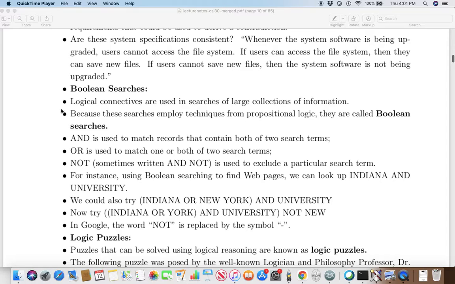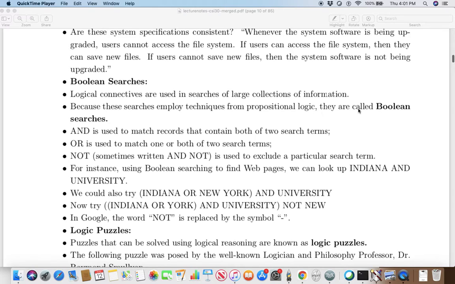Boolean searches. Logical connectives are used in searches of large collections of information. Because these searches employ techniques from propositional logic, they are called Boolean searches. AND is used to match records that contain both of the two search terms, OR is used to match one or both of the two search terms. NOT, sometimes written AND NOT, is used to exclude a particular search term.